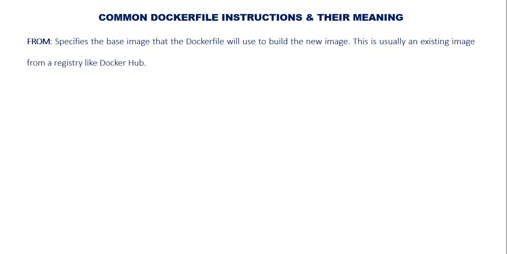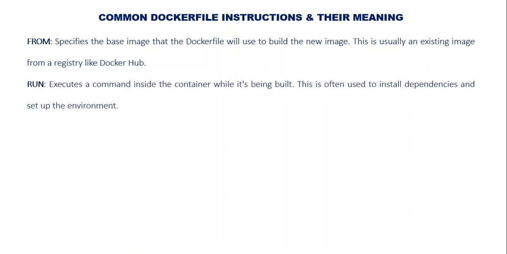So this is the first instruction we're going to be talking about. What does this do? This specifies the base image that the Dockerfile will use to build the new image. It is usually an existing image from a registry like Docker Hub or any other registry that your organization might be using.